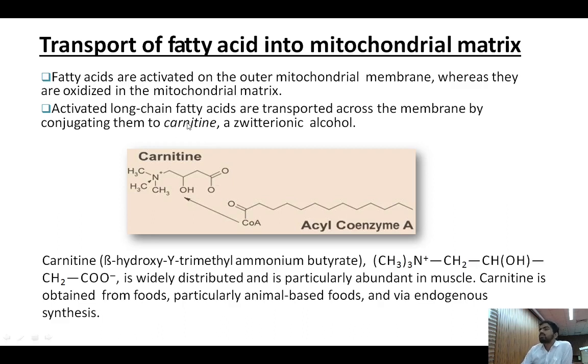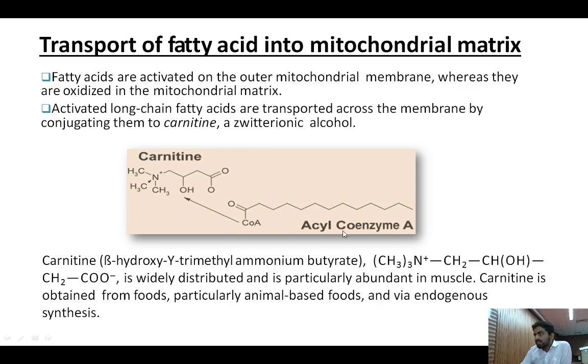So for the transport of activated fatty acid from the outer mitochondrial membrane into the mitochondrial matrix, carnitine is required. Okay. So activated long chain fatty acids are transported across the membrane by conjugating them to carnitine. So basically activated fatty acid combines with carnitine at the outer mitochondrial membrane and it goes inside the mitochondrial matrix. Carnitine is a zwitterionic alcohol.